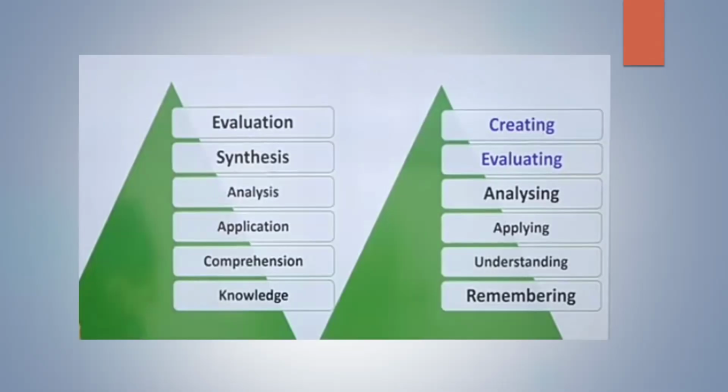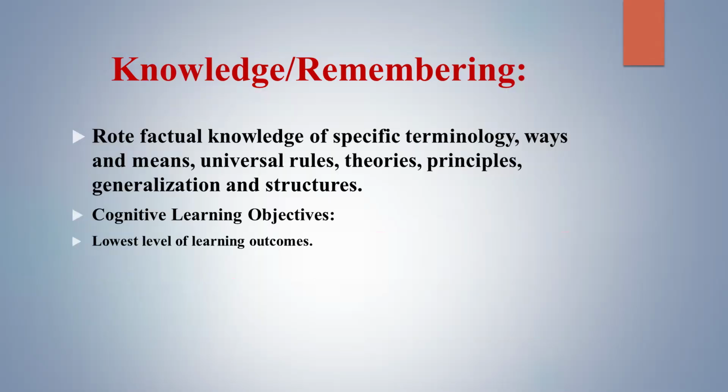So, moving forward, what do we do in the knowledge and remembering stage? It is rote learning of the factual knowledge of specific terminologies, ways and means, universal truths, theories, principles, generalizations, and structures. When we start learning anything, the very basic thing that we do is start memorizing the facts. Let me give you an example.